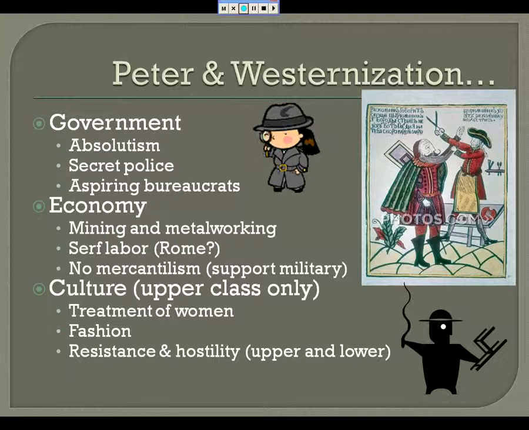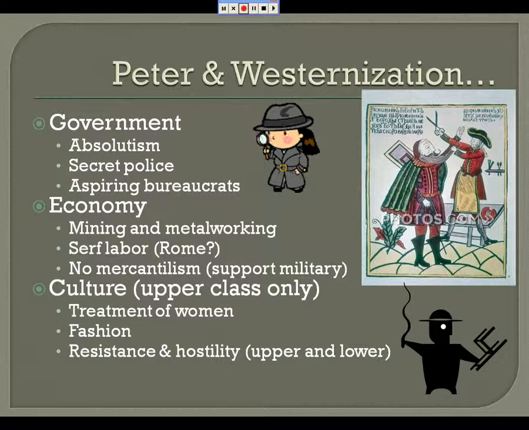He creates an opportunity for people that want to become part of the government to become part of the government, kind of like China's civil service exam. He really tries to develop Russia's industry to get them beyond just agriculture to work on mining and metalworking. They actually do pretty well.